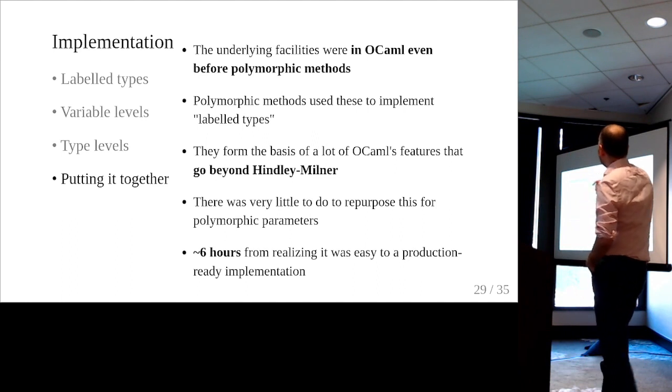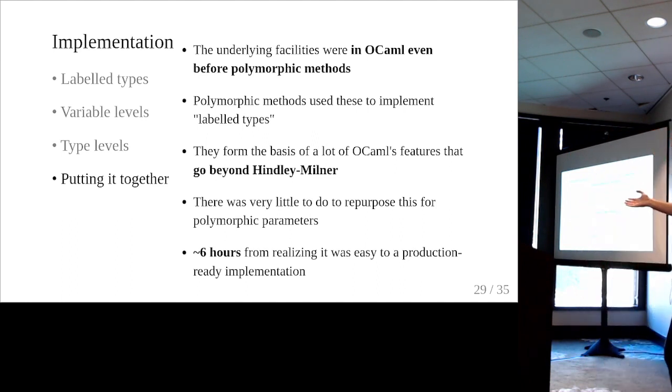So yeah, the underlying facilities were in OCaml even before polymorphic methods. Polymorphic methods use these to implement labeled types. It's kind of a type graph view. And this forms the basis of a lot of OCaml's features that go beyond Hindley-Milner. Being able to inspect a type lets you do a lot of things that you might not otherwise be able to do in a kind of principled-ish way. And so it forms the basis of a lot of those things.